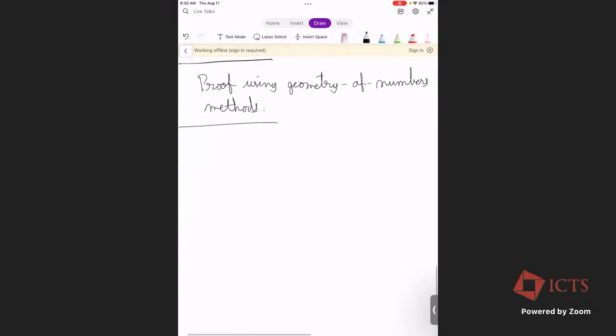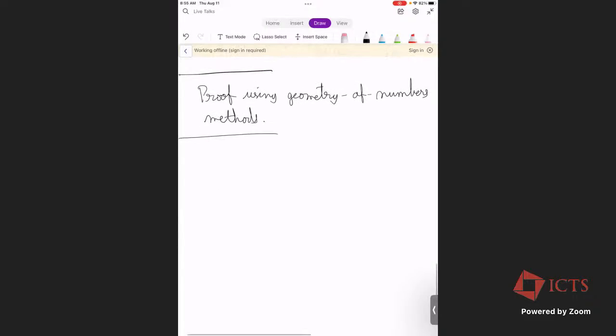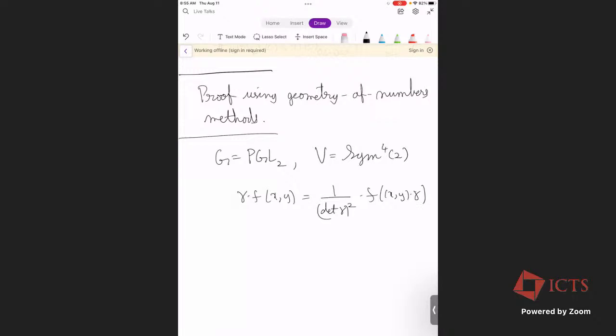So let me turn again to the space of binary quartic forms. Again we're going to look at G, and this time G is going to be PGL2, and V is going to be the space of binary quartic forms. And we'll get a twisted action: gamma dot f of (x,y) is going to be 1 divided by the determinant of gamma, the whole squared, times f of (x,y) dot gamma. And you can check that this action, which you first define on GL2, descends to an action on PGL2. So we have an action of PGL2 on the space of binary quartic forms.